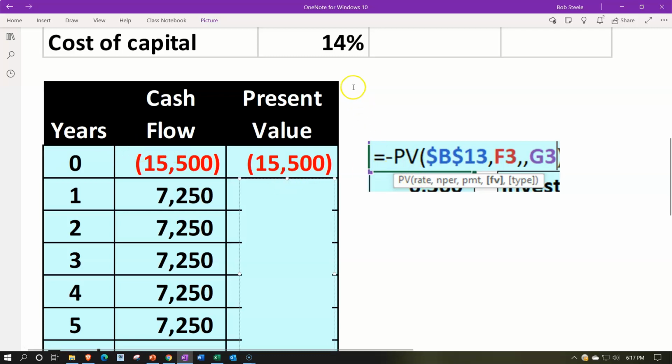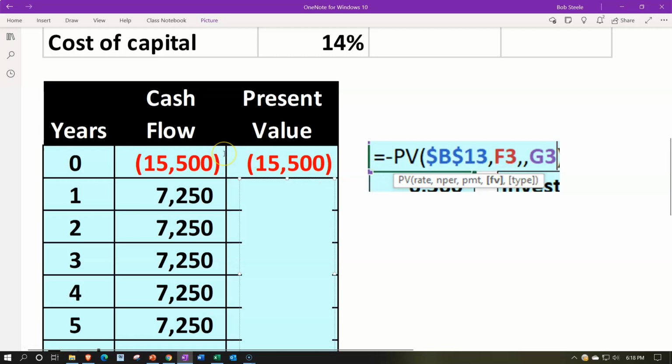The rate is going to be the 14%. Notice it's an absolute reference in the cells by the dollar signs before the B and the 13. That means when I copy it down, that cell will not move, so the 14% will be the same for each of these cells. The number of periods will be 0. Notice I referenced a cell to the right-hand side instead of typing in 0, so that I could copy that down, and the relative cell will go down, comma, comma, because it's not an annuity, but present value of 1, and we will contrast that to an annuity calculation down below.